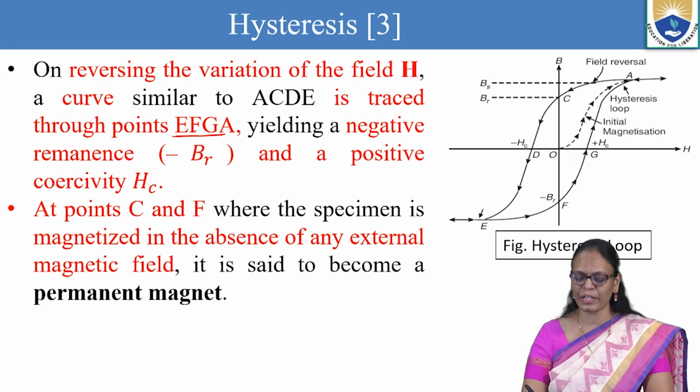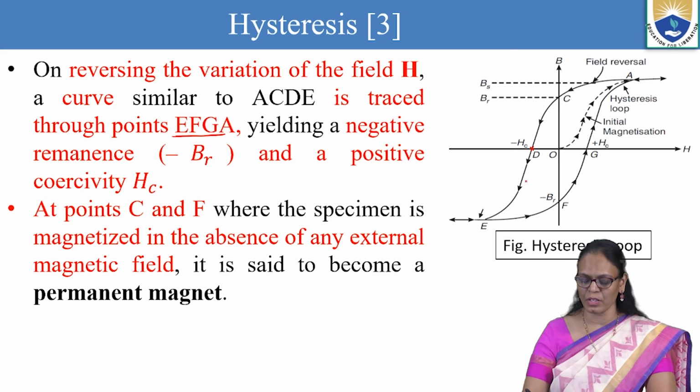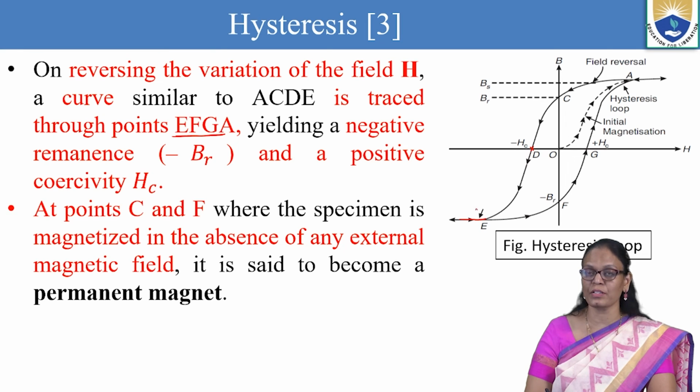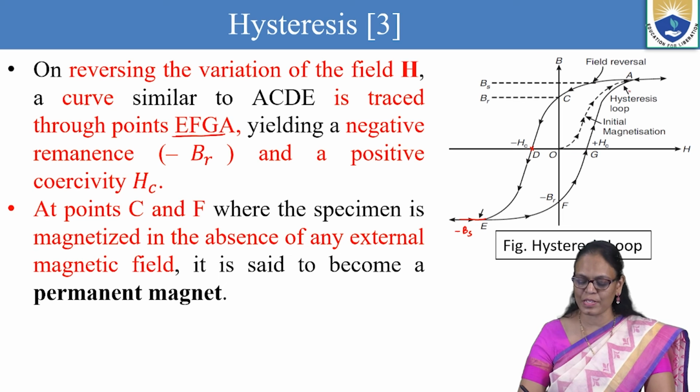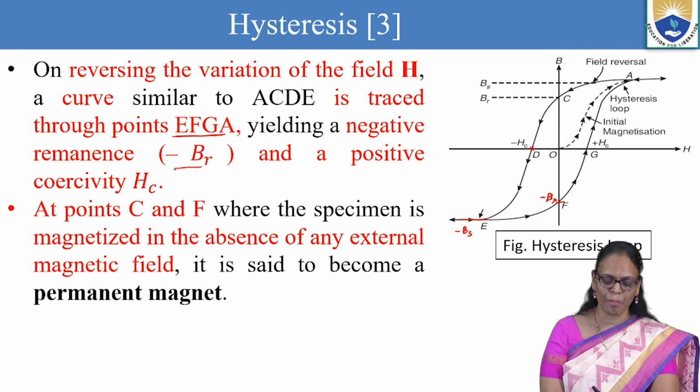So what happened here? Even after B becomes 0, we have increased the field in the negative direction, so we have reached the saturation point. Thus we call it minus Bs in the negative direction. Now we again start increasing the field. Then we will reach a point minus Br. What is minus Br? Even when the applied field becomes 0, there is still some residual magnetism, but in the opposite direction. That is why we call it minus Br.